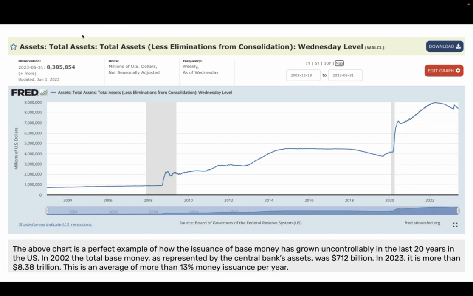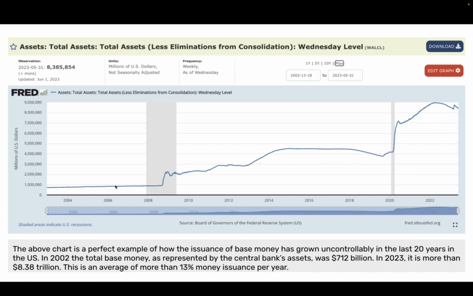This is the total assets of the Federal Reserve, published by the St. Louis Federal Reserve. And as you can see, the general trend is always, in the last 20 years, and if you were to go back since 1971, it's always to grow. This segment here is already growing.